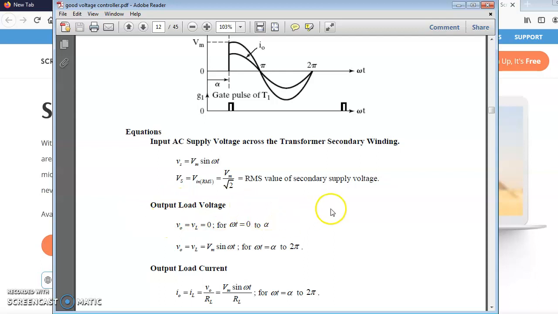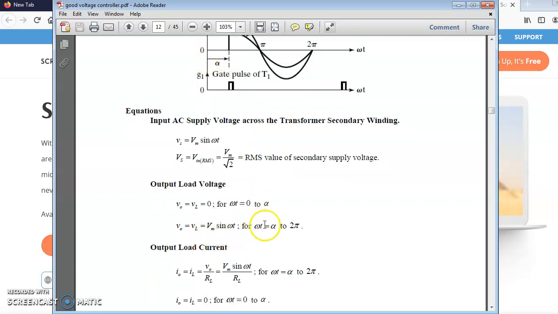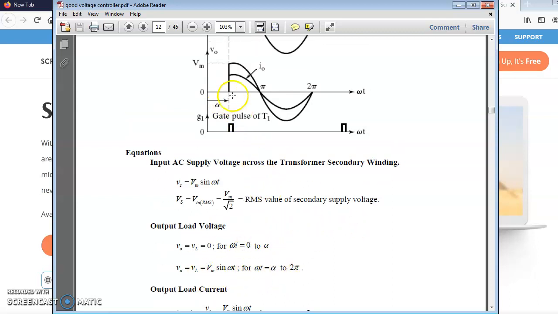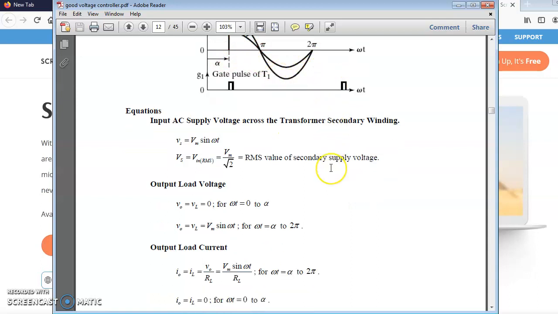What about the output load voltage? The output load voltage V0 is equal to VL is equal to 0 for 0 to alpha. Here, for 0 to alpha it is 0. From alpha to 2 pi it is Vm sin omega t, following the input voltage.